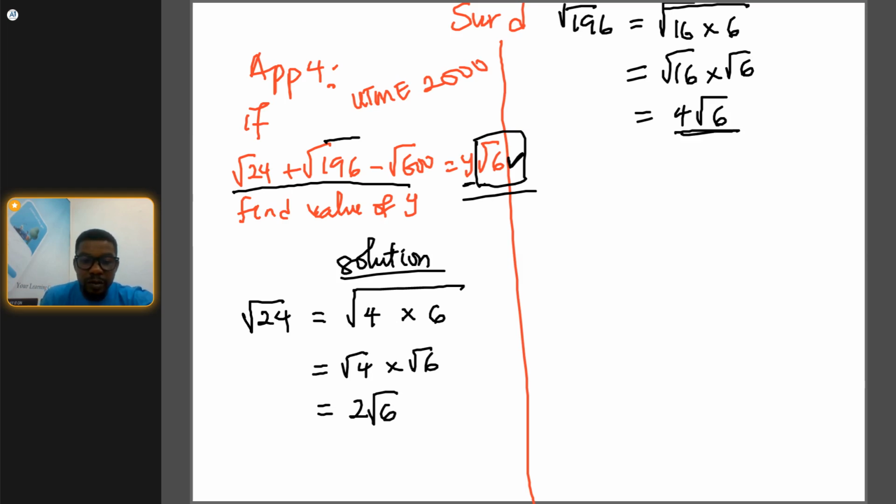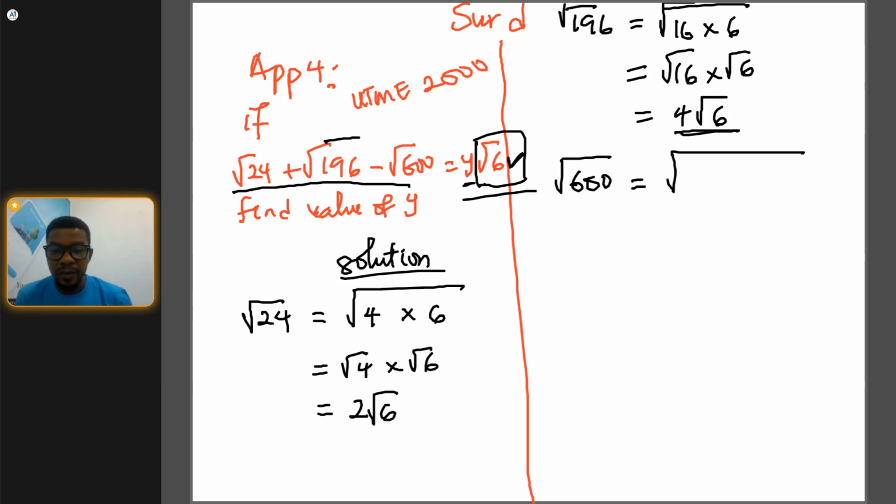The next one to simplify is root 600, and I want you to tell me what will be inside this. Okay, in the chat box, how do we simplify root 600? I'll be waiting. Just tell me the two values I'm going to multiply together to get 600, ensuring that 6 is part of it.